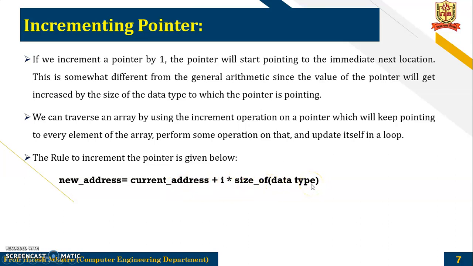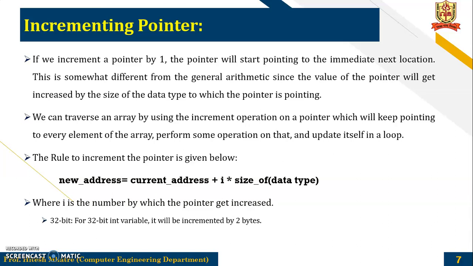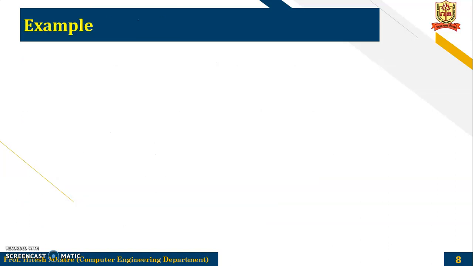Like if I'm considering an integer, say 2 bytes, or a character, 1 byte, and i is the number of times I want to increment. So current address plus i multiplied by the size of the data type. Whatever the result is, that will be the new address, where i is the number by which the pointer gets increased. So for a 32-bit system, if the variable is an integer, it will increment by 2 bytes. But if it is a 64-bit system, then it will increment by 4 bytes.